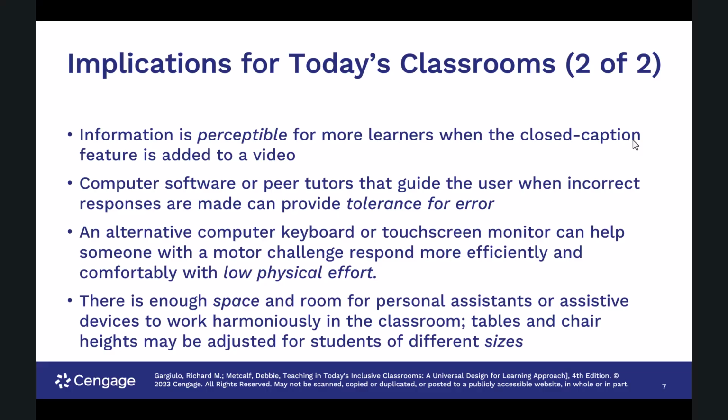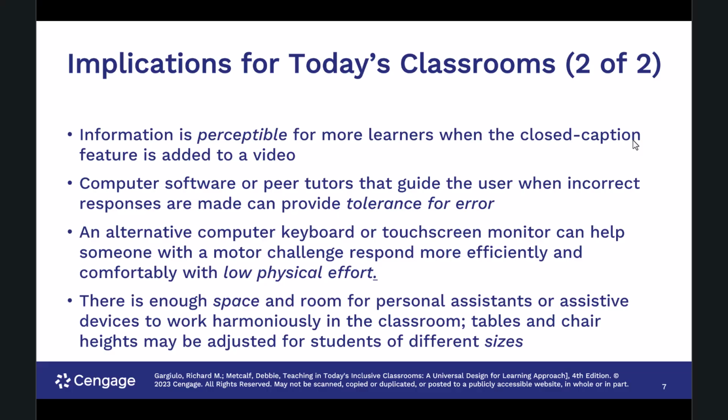Computer software or peer tutors that guide the user when incorrect responses are made can provide that tolerance for error. If you've ever had a software program that says, make sure you click here, and then when you don't click here, it comes up again and says, no, you mean you should have clicked here. Or if you skip something when you're filling out an application online and it boots you back to the application, but what you missed is highlighted in red. Those are things that help you with that tolerance for error.